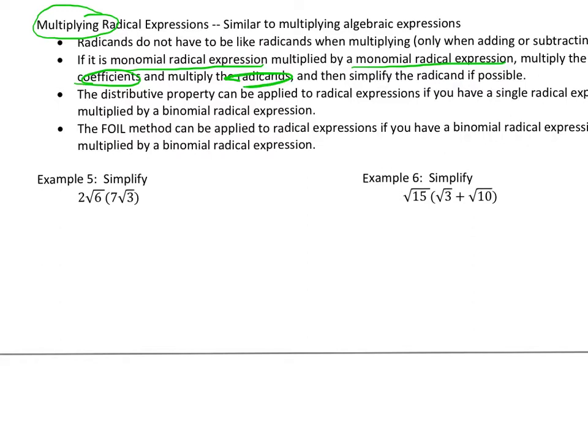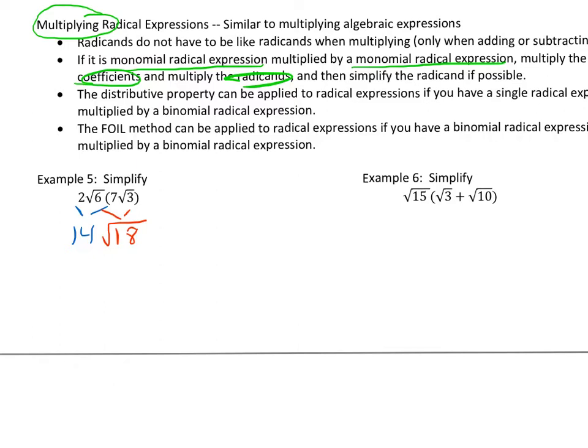So if you look at our example, then the 2 and the 7 get multiplied, which gives you 14. Those are the coefficients. And the root 6 and root 3 get multiplied, which gives you root 18. Again, so those are the radicands. And then when you're done, you just got to make sure you have a simplified answer.